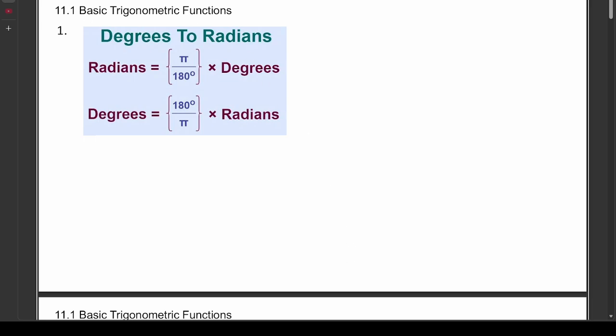Hello students, so this is Introduction to 11.1 Basic Trigonometric Function. This part basically we will talk about angles. Angles are basically measured in two different units. We have degree, which all of you are more familiar with, like 360 degree, 180 degree. But there's also another unit for angles, which we call radian. Why do we have this other unit?